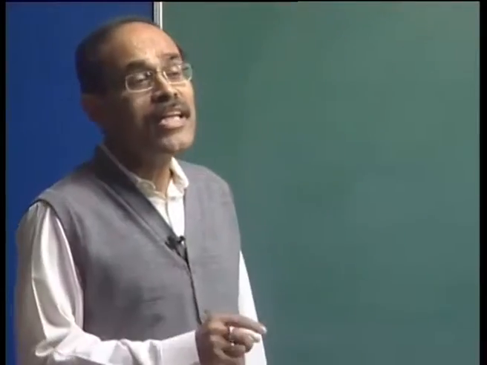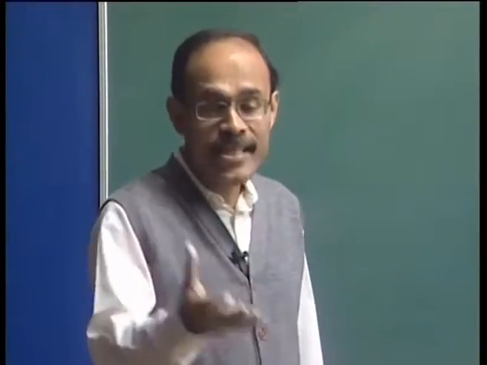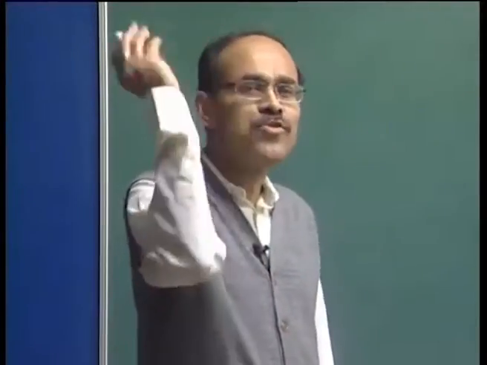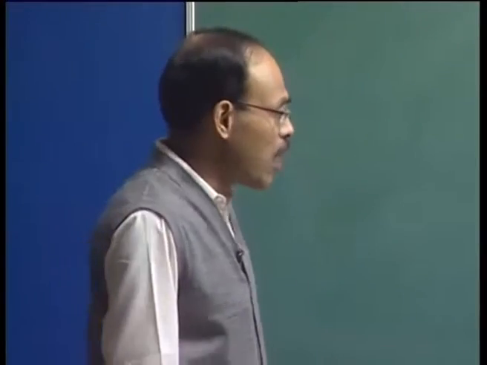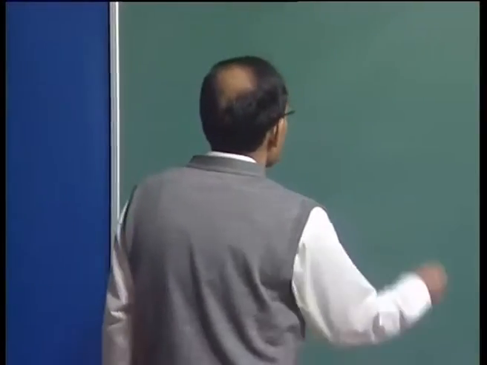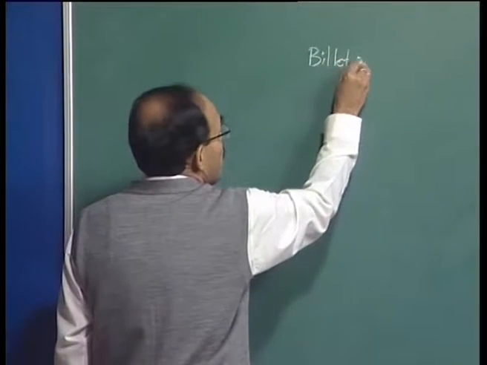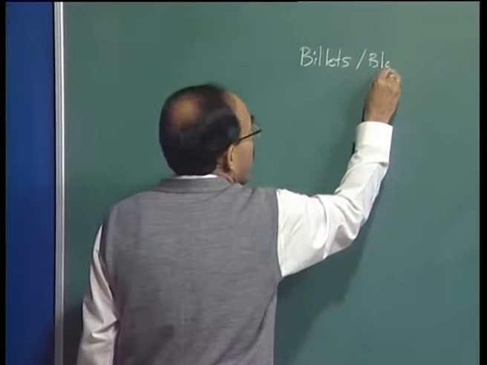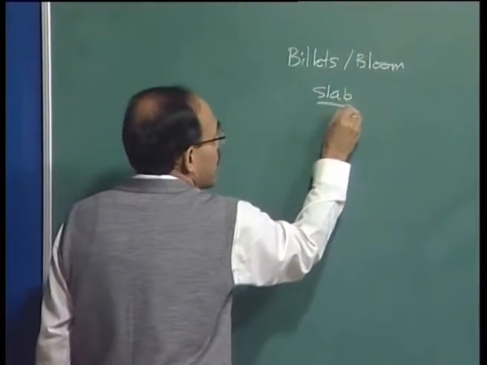So, as we know, steel plants produce what are known as long products or flat products. Long products basically are your rails, beam blanks which are used in buildings, wires and rods, and on the other hand flat products are basically slabs and strips. Now, long products are basically billets or blooms, as we all know, while the flat product is slab.